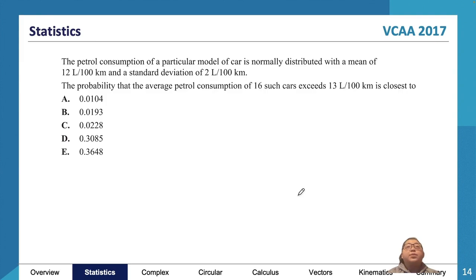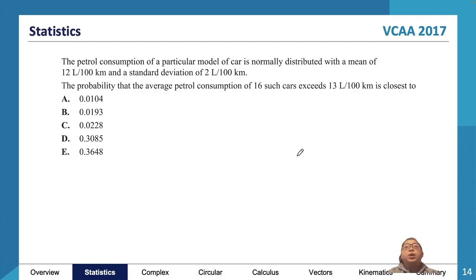So the petrol consumption of a particular model of car is normally distributed with a mean of 12 litres per 100 kilometres and a standard deviation of 2 litres per 100 kilometres. So the probability that the average petrol consumption of 16 such cars exceeds 13 litres per 100 kilometres is closest to. So we're taking 16 samples here, essentially 16 different cars to compare.